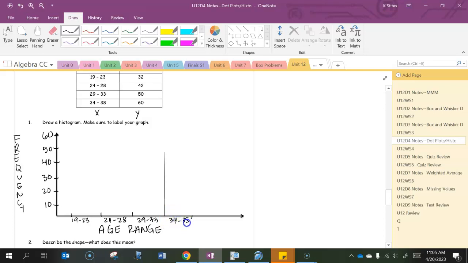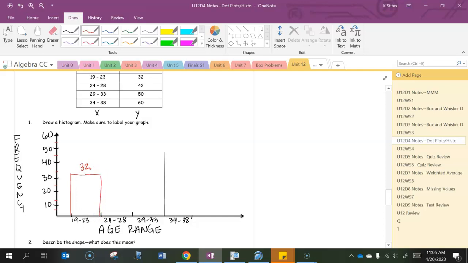And then these are going to become the bars, okay? I'm just going to leave that line there because it might actually be helpful. So from 19 to 23, there were 32 people. So I'm just going to put in the little marks for the 5s. And 32, we're going to say is right about there. And then you're just going to make this bar and you're going to put a 32 on top.